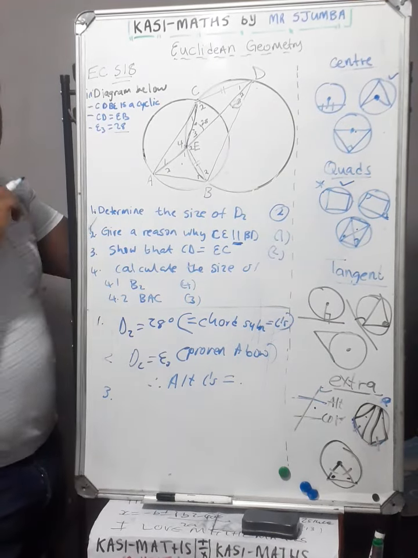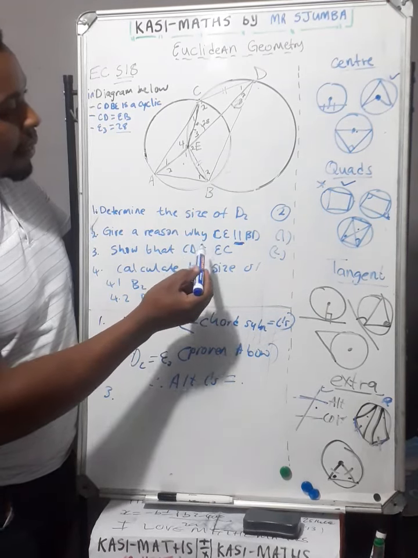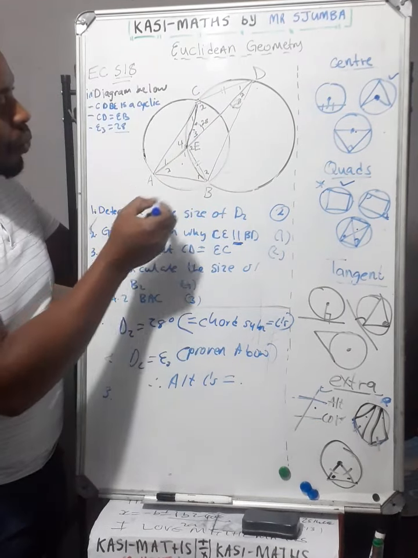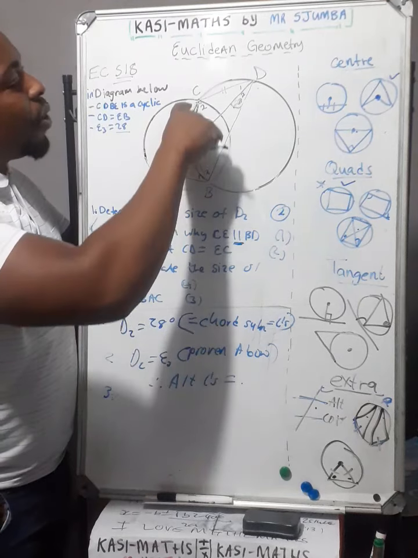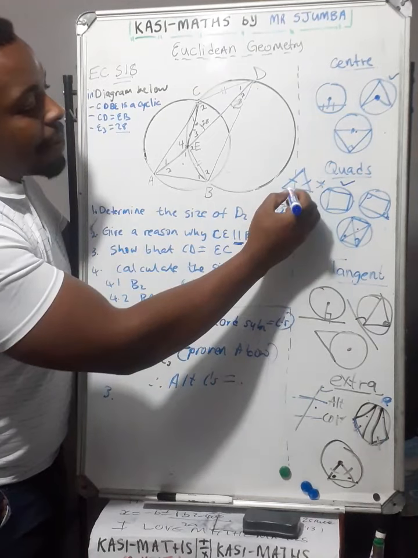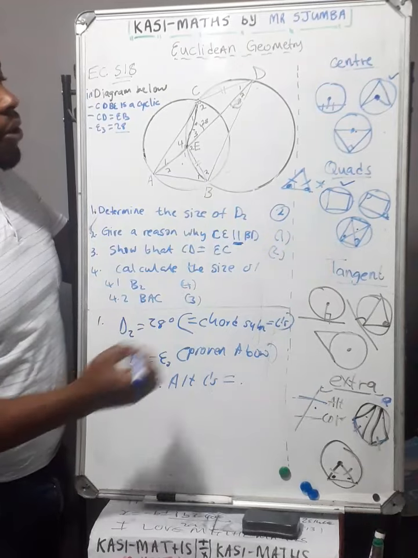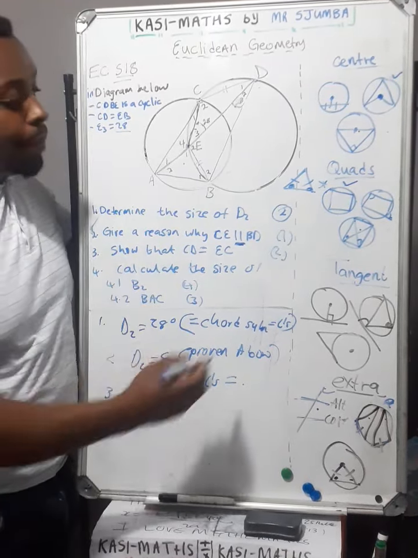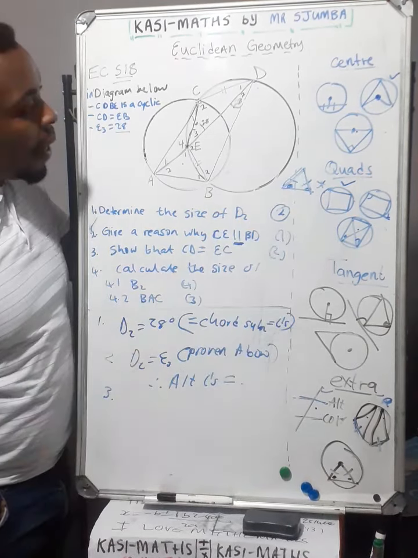Right. Excuse me. So let's show that CD is equal to EC. CD equals EC. Most of the time when they ask us to show that this line is equal to that line, we will actually say go and prove that this angle is equal to that angle. Because if the base angles are equal, automatically that makes the lines also equal.